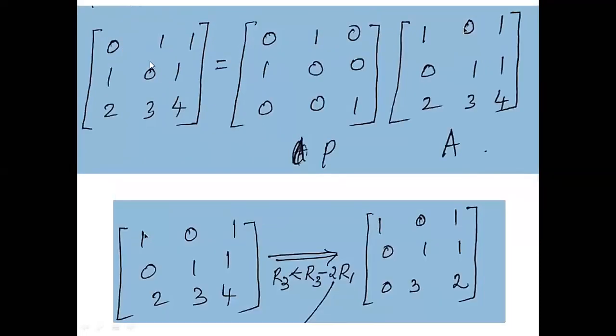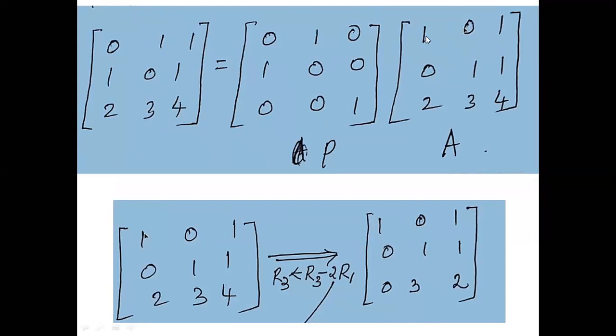So this is what we do. We take the original matrix, which is 0, 1, 1, 1, 0, 1, 2, 3, 4, and we exchange row number 1 and row number 2. And once you do that, you get this matrix. We call this row exchange matrix as A. However, this matrix is not the original matrix which is given to us. Therefore, we need to multiply this matrix with something else called P so that we can get the original matrix. So how do we find this P?